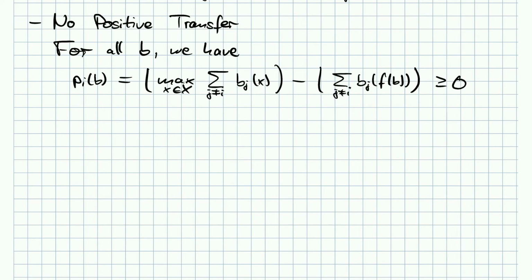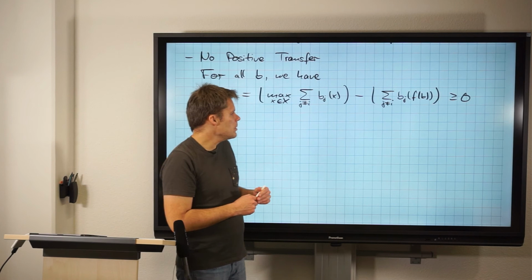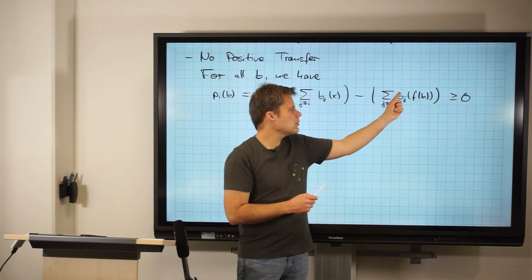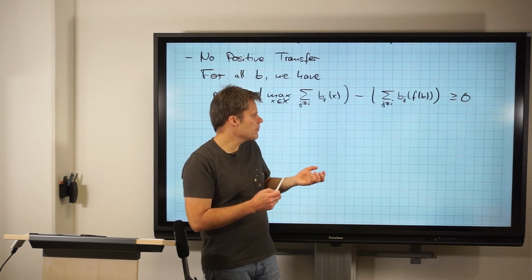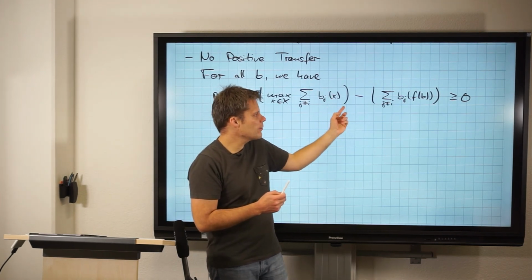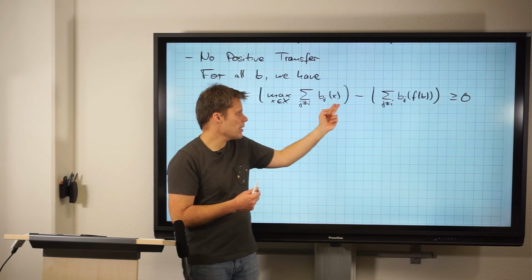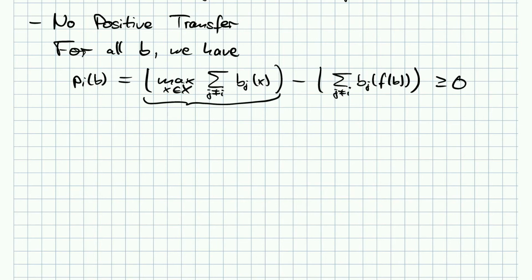This is non-negative. How so? Well, what do we have here? Here we are maximizing something, and here we are not maximizing the same term, we're just taking anything. But one possible choice for this x would be exactly this f of b, in which case we would have the same thing here. So this has to be at least as big as this thing that we have here on the right hand side.